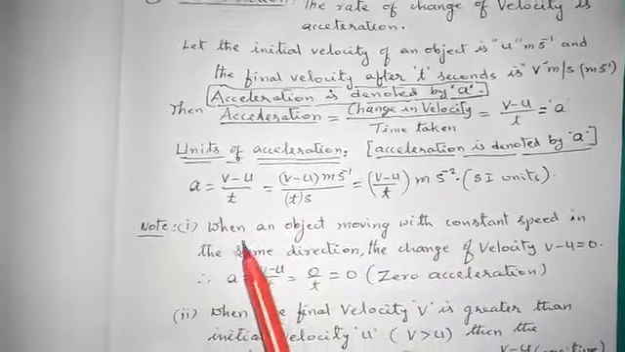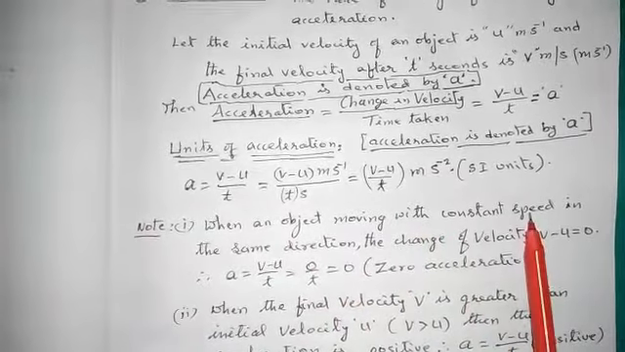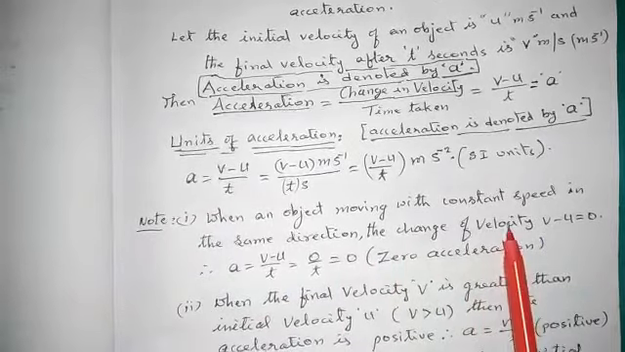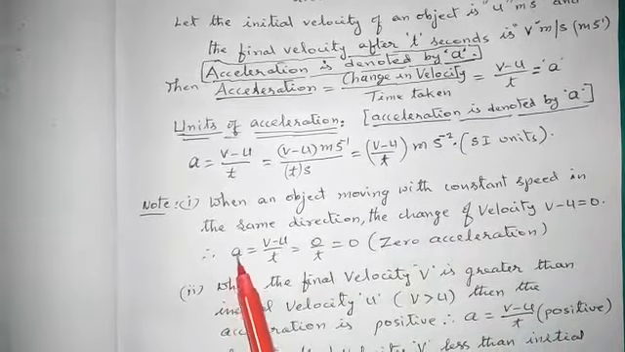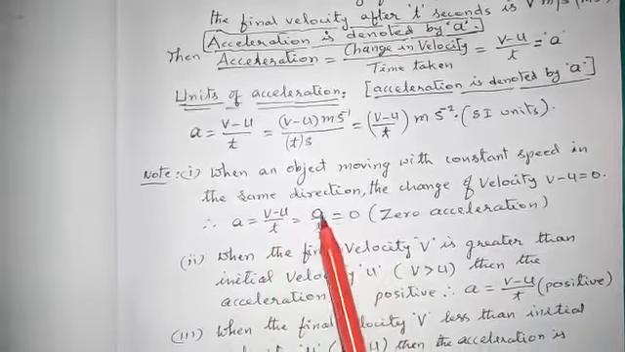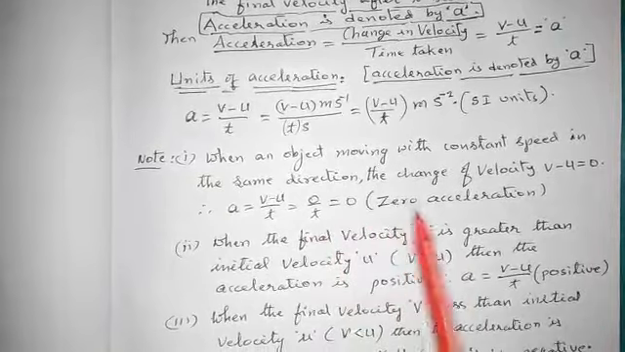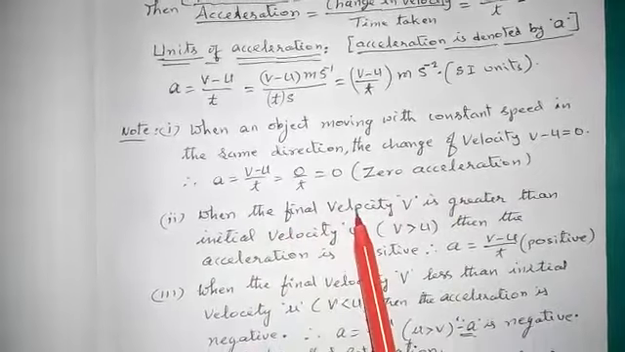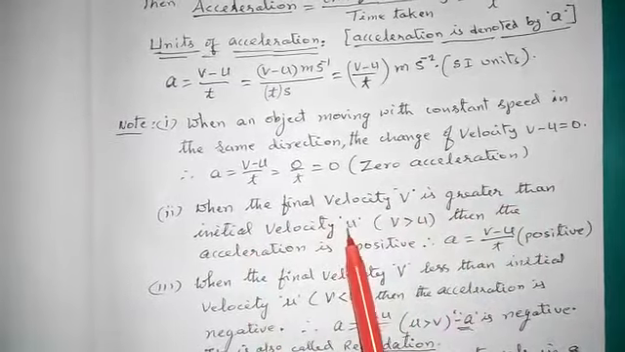Note, when an object is moving with constant speed in the same direction, the change of velocity v minus u is equal to 0. Therefore, acceleration is equal to v minus u by t, which is equal to 0 by t, that is equal to 0. Therefore, zero acceleration.